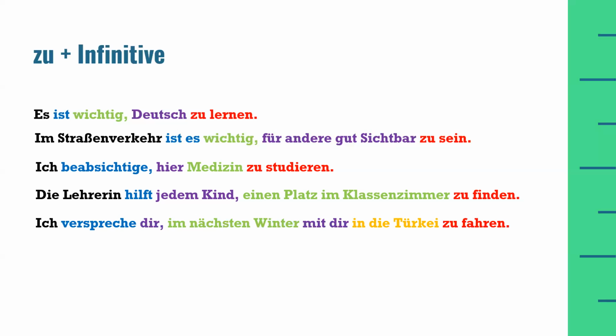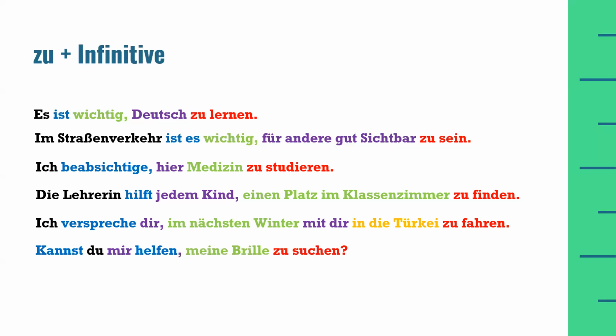Im nächsten Winter, in is again a two-way preposition and Winter is a masculine noun. Therefore, we have to use in dem nächsten Winter, and instead of in dem, we have used the short form, which is im. Nächsten here is an adjective, so we have to add an en for a masculine noun in case of dative. Mit is again a dative preposition, therefore mit dir in die Türkei. Türkei is Turkey, which also has an article. In die Türkei zu fahren, to travel to Turkey.